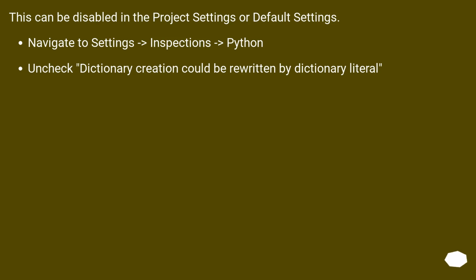This can be disabled in the project settings or default settings. Navigate to Settings > Inspections > Python, and uncheck "Dictionary creation could be rewritten by dictionary literal."